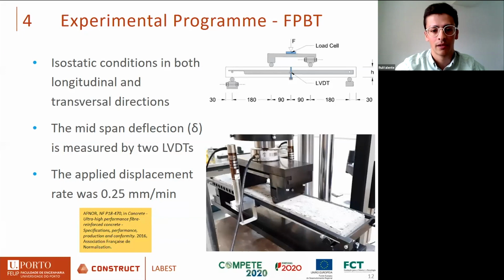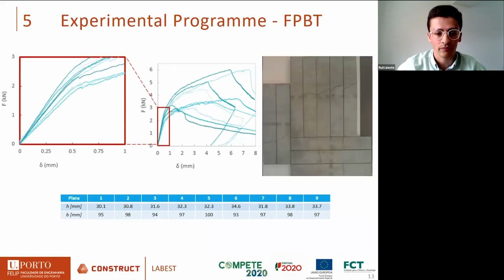The 4-point bending test was carried out according to the French norm for the characterization of these materials. Meaning that we provided isostatic conditions to the plates, we measured the deflection at midspan on both sides of the plates and then averaged them. We applied a constant displacement rate of 0.25 millimeters per minute.